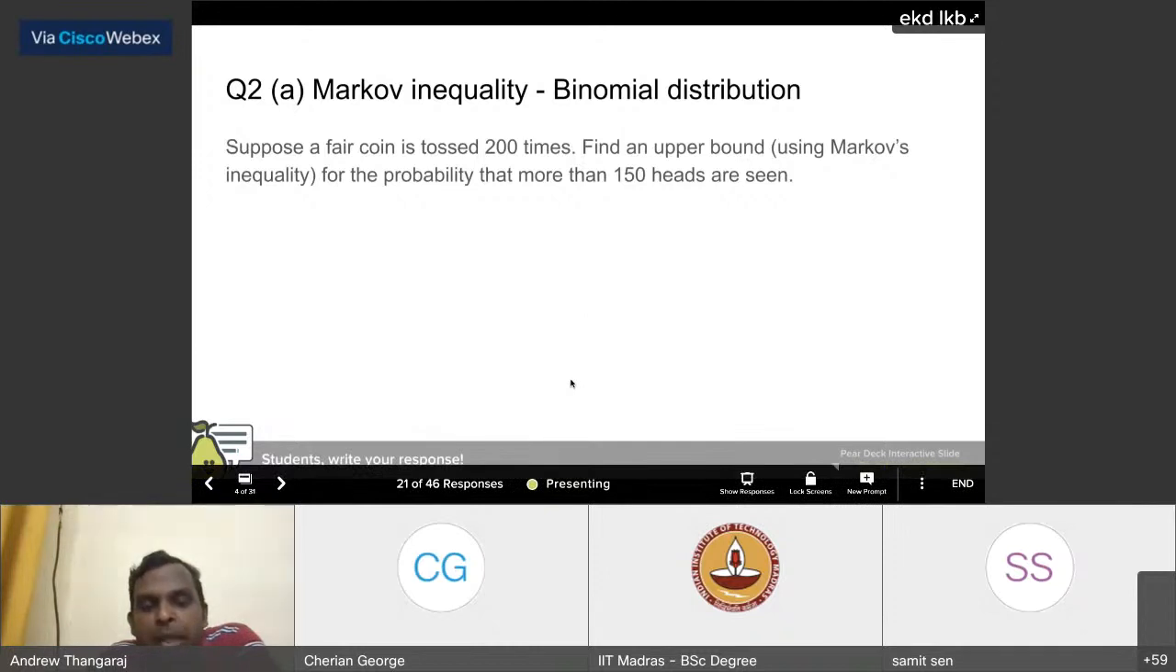So I have about 21 responses. Once again, the random variable in question here is the number of heads when a fair coin is tossed 200 times, and the question being asked is the probability that x is greater than 150. It will be less than or equal to the expected value of x divided by 150. What is the expected value of x? When a fair coin is tossed 200 times, what is the expected number of heads? Once you calculate that, you're done.